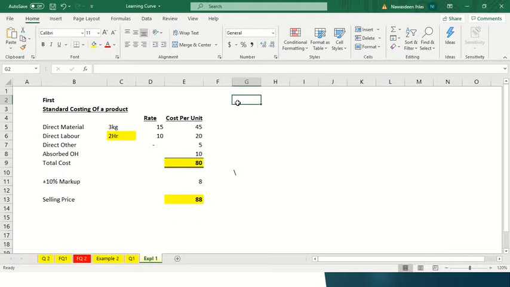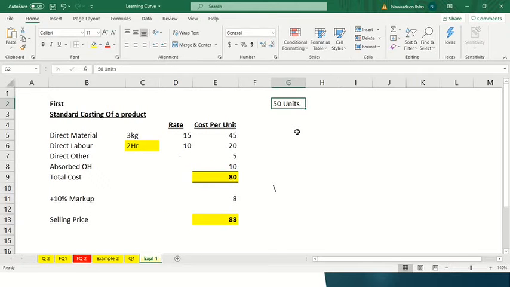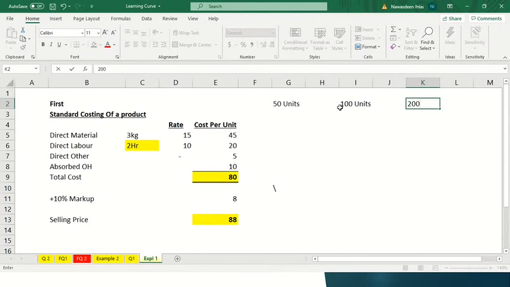So when that particular employee producing this product again and again, let's say now he is producing 50 units. Let's say now he is producing 100 units. Let's say now he is producing 200 units.